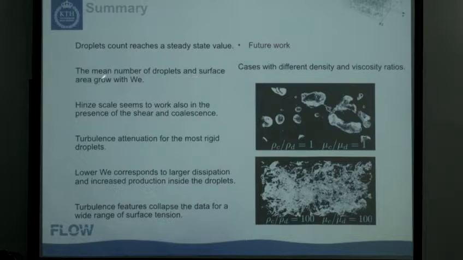The number of droplets and the surface area related to these droplets grow with the Weber number. They both grow. The Ince scale seems to work also in the presence of shear and coalescence, because Ince did this analysis for homogeneous droplet turbulence, and he assumed only breakup. So he didn't consider any coalescence kernel in the process. Okay, turbulence attenuation is more evident if the droplets are more rigid.